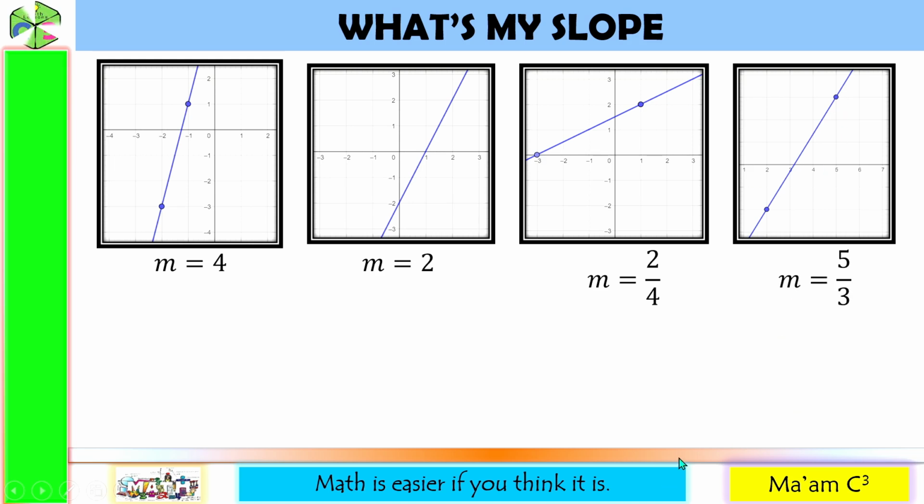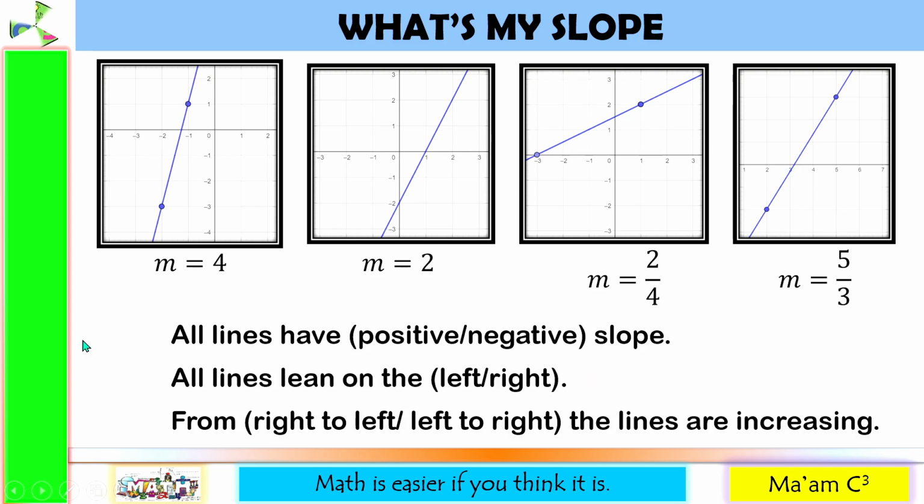Now let us answer these questions. Do all lines have positive or negative slope? Let us take a look at our slopes and they are all positive. Do all lines lean to the left or right? This line leans to the right. This is also leaning to the right. This one is also leaning to the right, as well as this one. So all lines are leaning to the right.